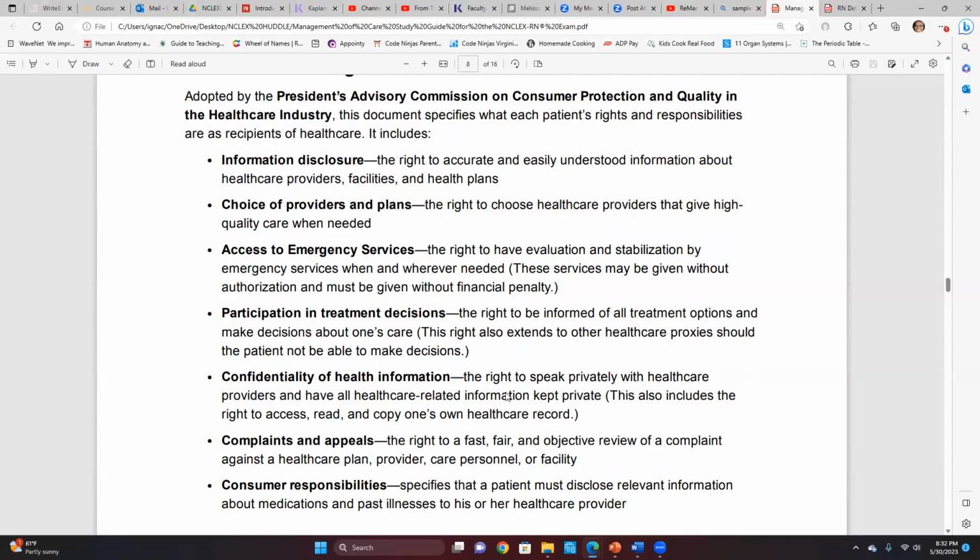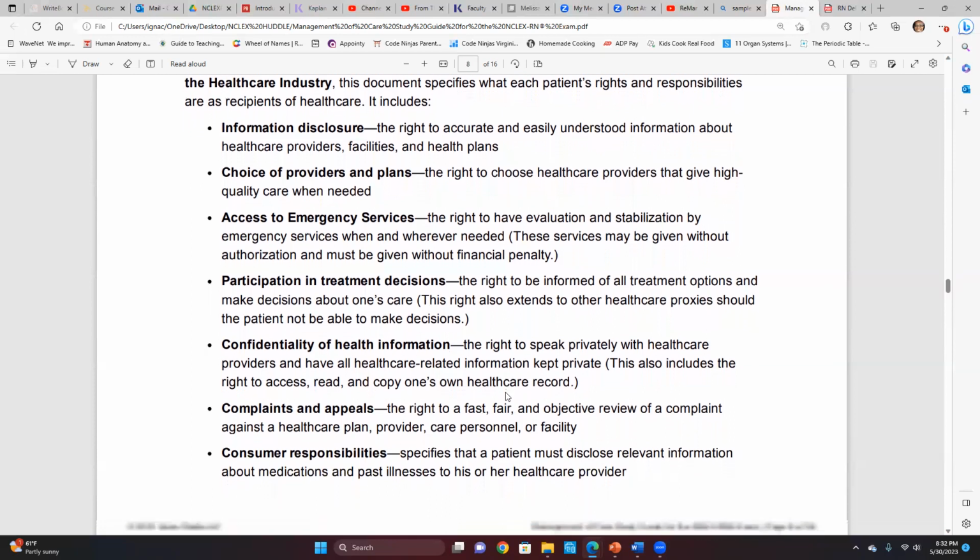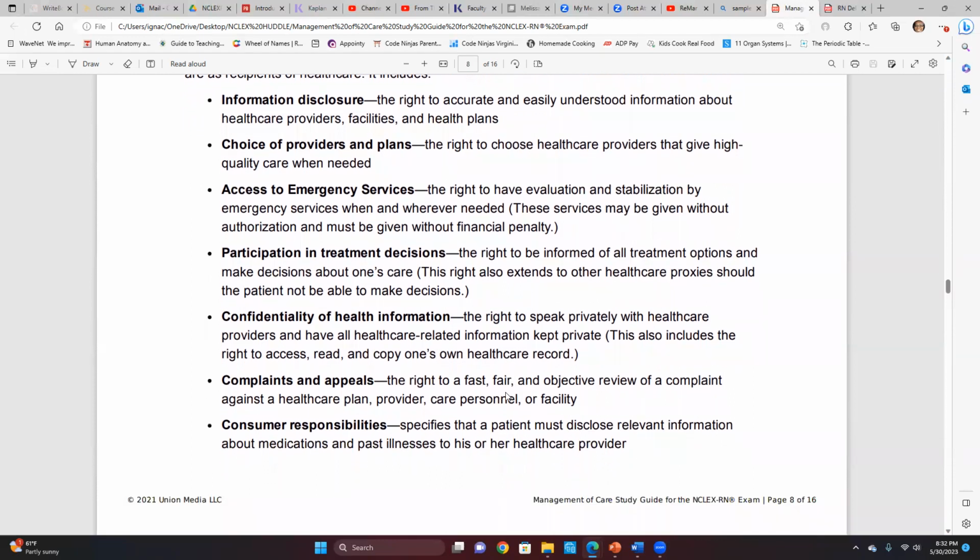Okay. Access to emergency services, they have the right for that. They have the right to participate in their treatment decisions. And one of the key phrases that we would always document is "patient is participating in care." You always want to try to include the patient. And if the patient can't participate, you want the family to participate if possible.